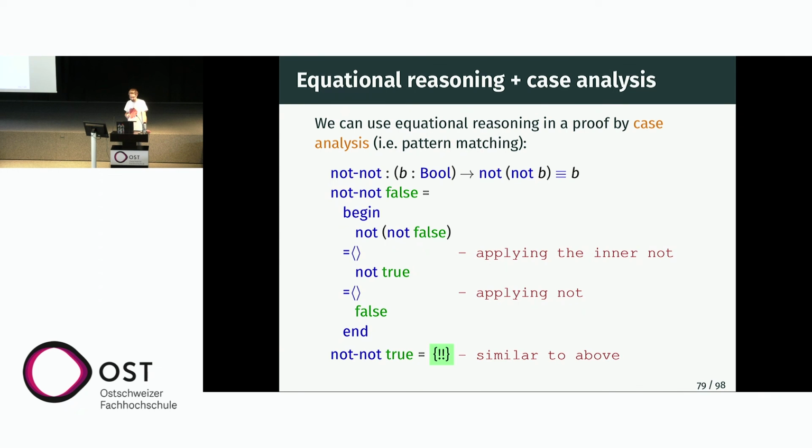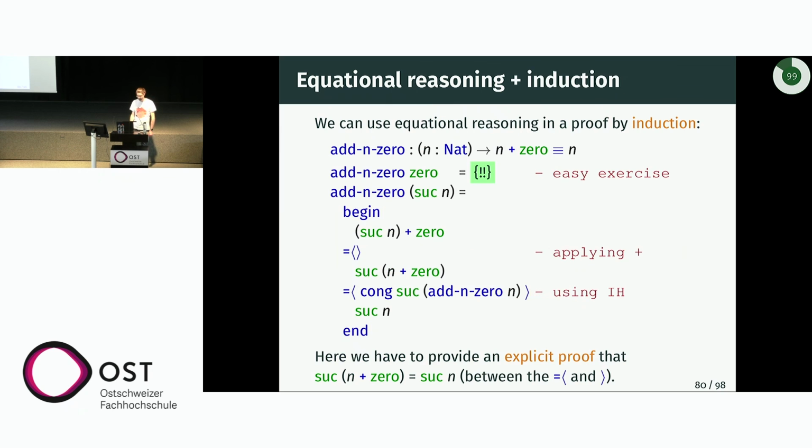We can combine these proofs by equational reasoning with the other proof principles like case analysis or pattern matching. So here's the proof again of not not B equals B, but now with equational reasoning. And we can also use it together with induction.